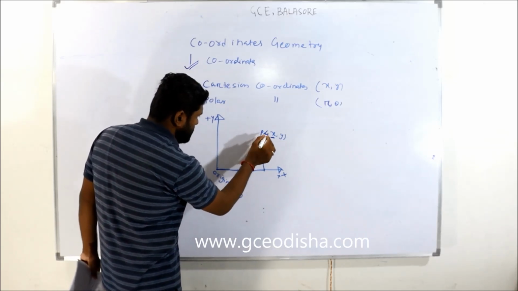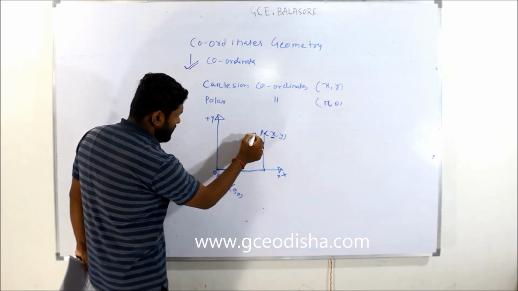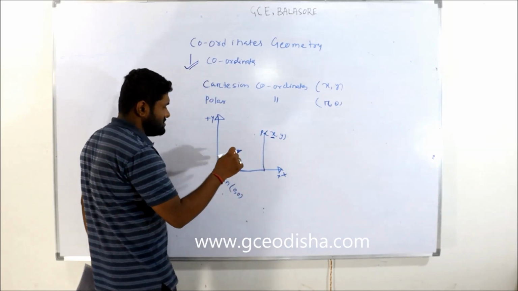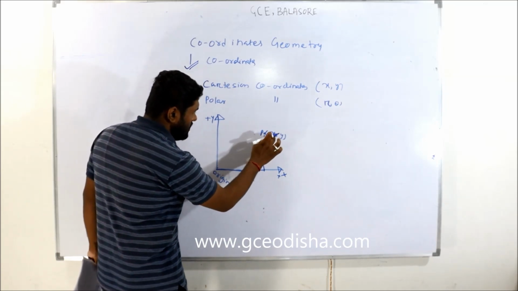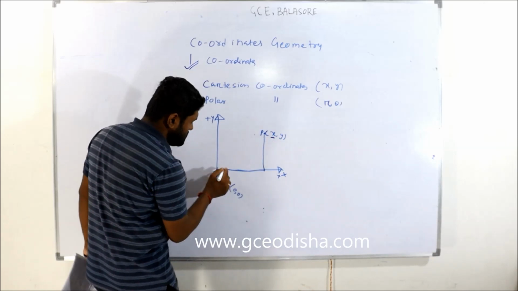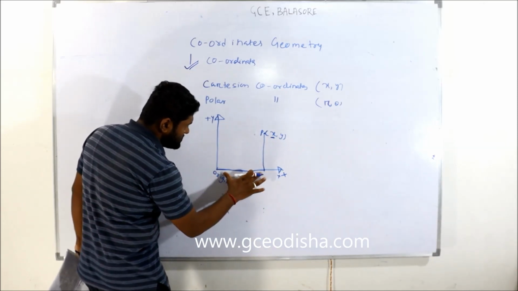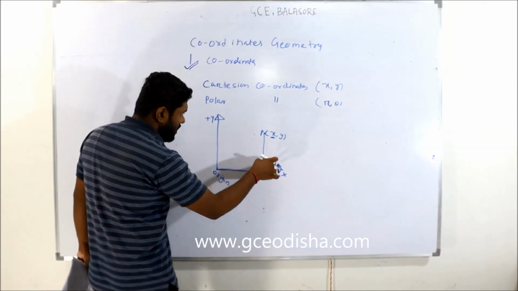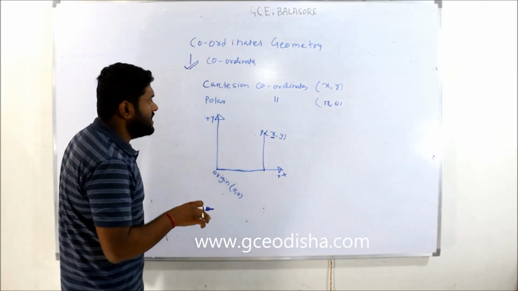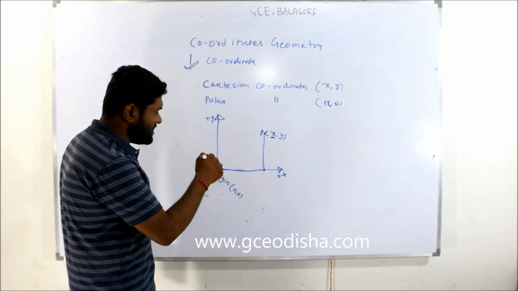This is the point P(x, y). It goes x units in the x direction and y units in the positive y direction. This is called a Cartesian coordinate. Let's take an example.